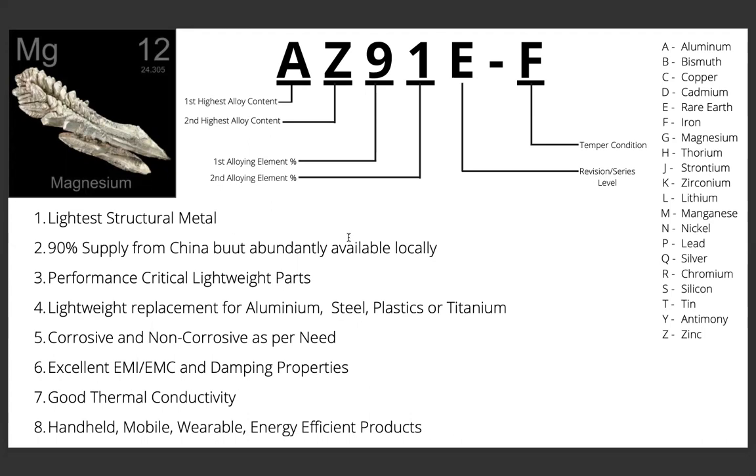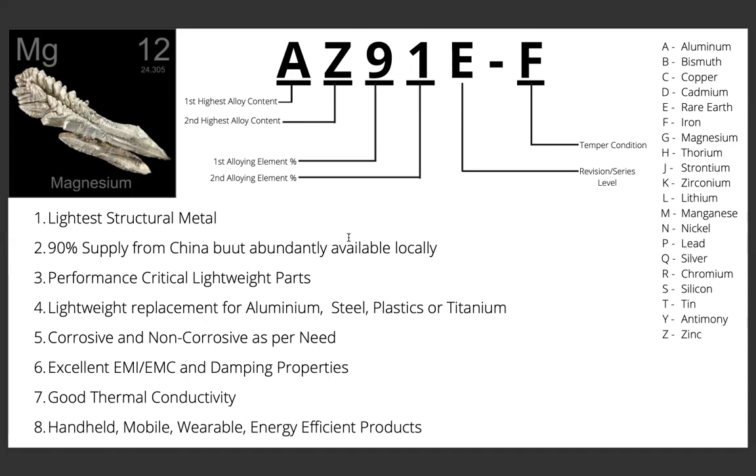90% of magnesium in the world is extracted in China and imported by other countries. Why is magnesium important? It's the lightest structural metal, almost 40% lighter than aluminium. It is for that reason that it is used in performance critical lightweight parts. And recently we've seen a lot of companies transition their aluminium designs, steel designs, plastic designs, and titanium designs into magnesium for several reasons.